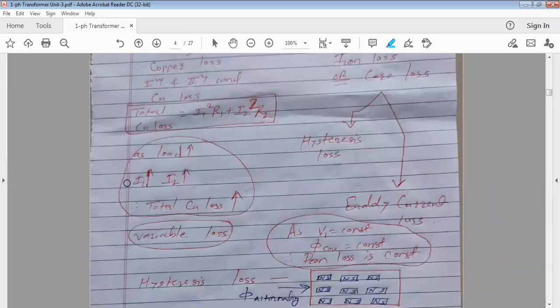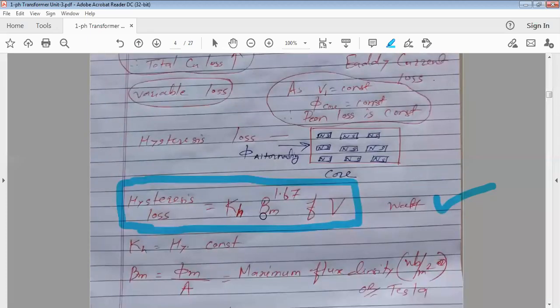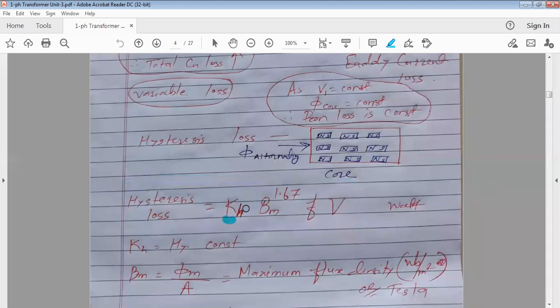Which one loss is called as constant, which one loss is called as variable. Whatever the theory part I am teaching, I already told you on each and every parameter, you will get asked the questions. Okay, so Kh Bmax to the power 1.67 f into V watt, where Kh is the hysteresis constant.